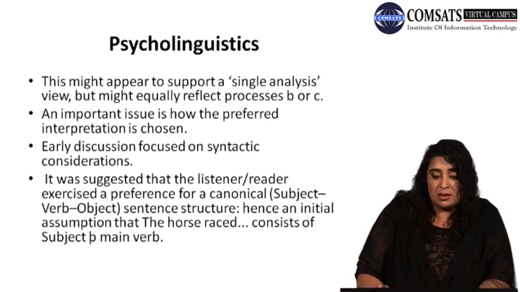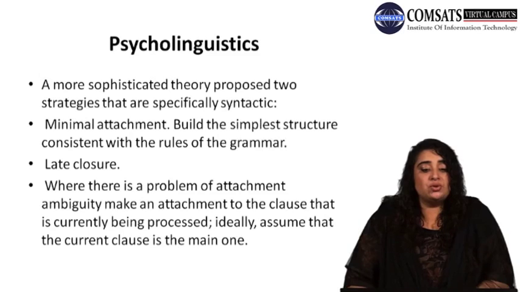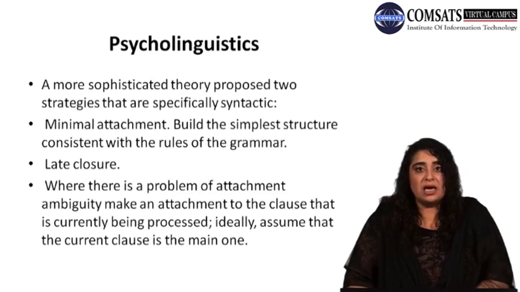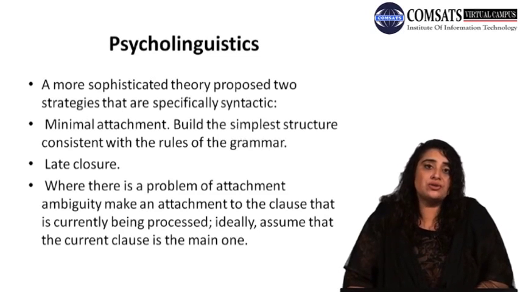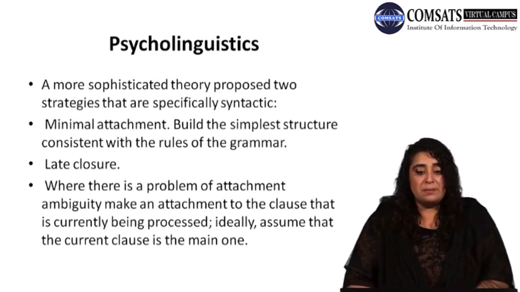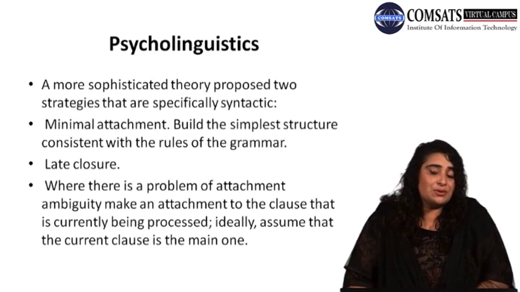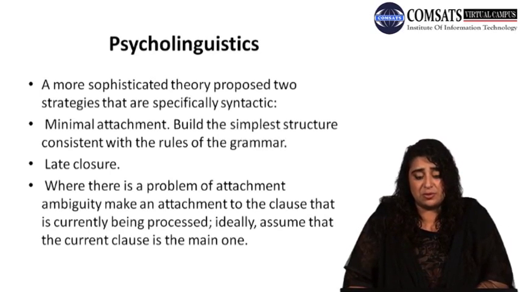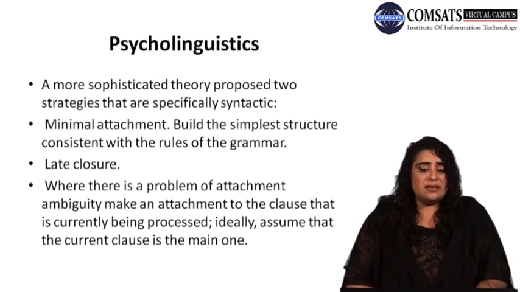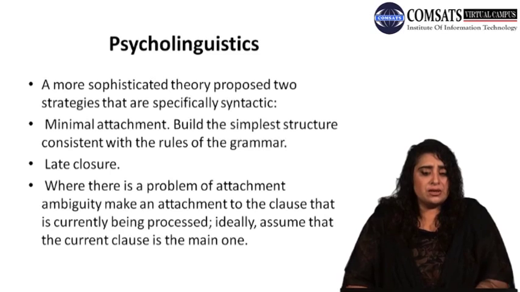A more sophisticated theory proposed two strategies that are specifically syntactic. When they were researching this, they came out with a more sophisticated theory, and that showed us two strategies: minimal attachment was one, and the second one was late closure. So what does minimal attachment do? Minimal attachment builds the simplest structure consistent with the rules of grammar. So syntactically, when we are trying to understand something, it would build the simplest structure using the simple form of grammar.